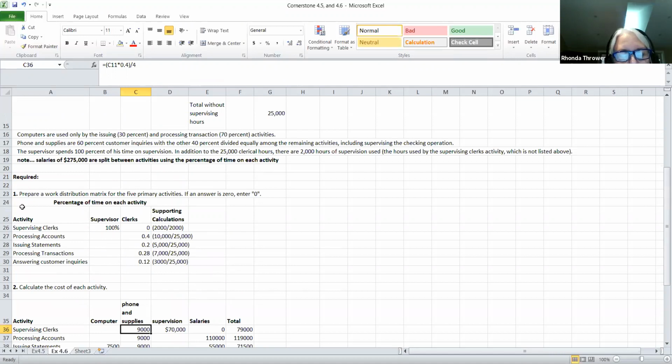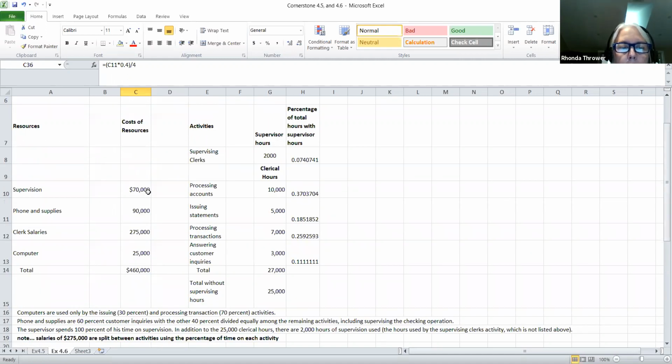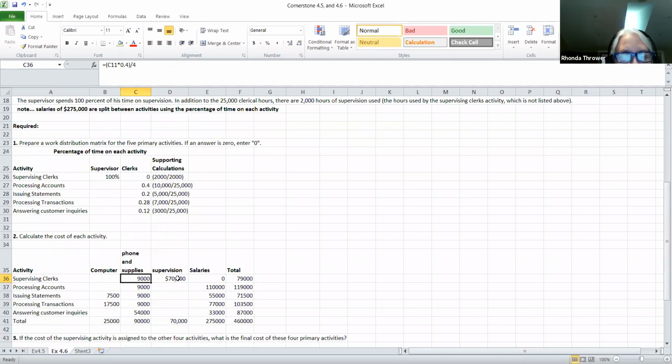Then I went on to line 18. The supervisor spends 100% of his time on supervision. So 100% of the supervisor's salaries, which amounted to $70,000, are spent just in supervising. Notice nothing else went into the other types of activities. They could have split it to the other activities, but in this part, they did not.